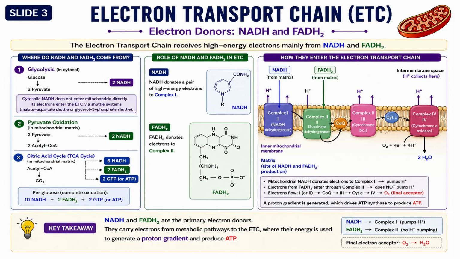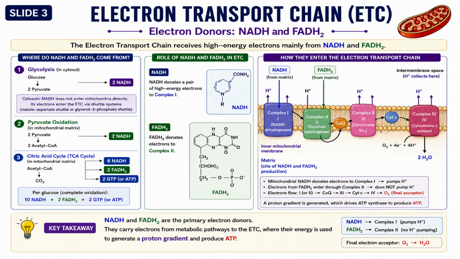Electron Transport Chain, ETC. This slide explains the electron donors and their entry into the electron transport chain, ETC. The ETC is located in the inner mitochondrial membrane and is the final stage of aerobic respiration. The first section shows where NADH and FADH₂ come from. Glycolysis produces 2 NADH in the cytosol. Pyruvate oxidation produces another 2 NADH, while the TCA cycle produces 6 NADH, 2 FADH₂, and 2 GTP per glucose molecule.